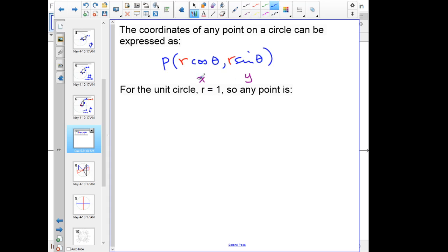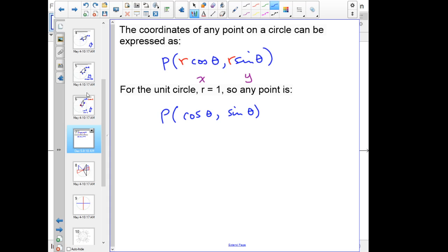And as I already pointed out, for the unit circle, the radius is equal to 1, which means any point is simply 1 cos theta for the x-coordinate, and the y-coordinate would be 1 sin theta. And this can be applied.